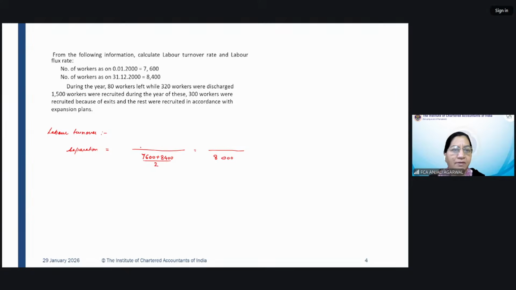For the separation method, we calculate how many workers left during the period. We can see that during the year, 80 workers left, 320 were discharged, and 1,500 were recruited. Out of the 1,500, only 300 were recruited because of exit. So how many workers left? Those who left plus those who were discharged.